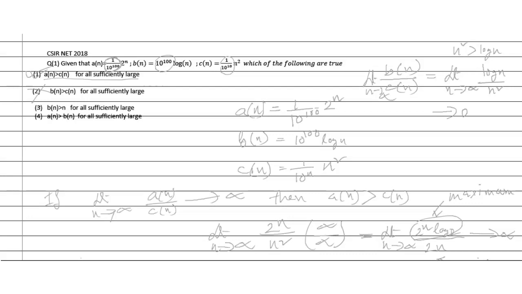So friends, whatever you see, bn is 10 to the power 100 log n, and log n is not a so much increasing function like n, so it is obviously not greater than n. So this portion is also wrong, and an greater than bn for all sufficiently large n.